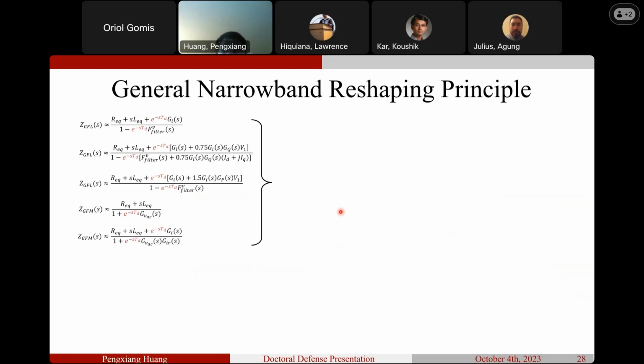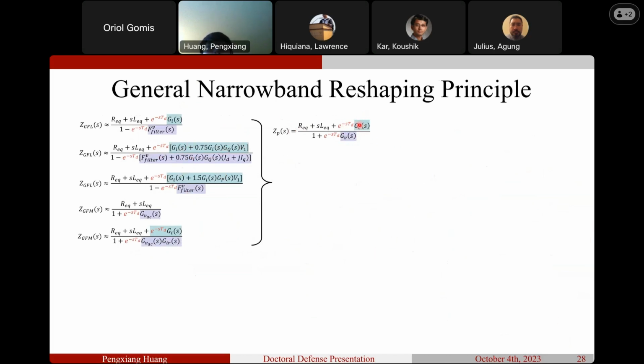Okay, so I've already covered too many details of narrowband reshaping in my candidacy exam, so I will highlight a few key points today to avoid repeating stories. Let us see what the principle of narrowband reshaping is. The top left shows the 5 simplified impedance models of MMC in different control modes. If we look carefully, we can see that these 5 equations can be unified into a simple equation. That is this one, in which the GCS is in the numerator of the MMC model, circled by the blue box. And the GVS is a voltage-related effect, circled by the purple box.